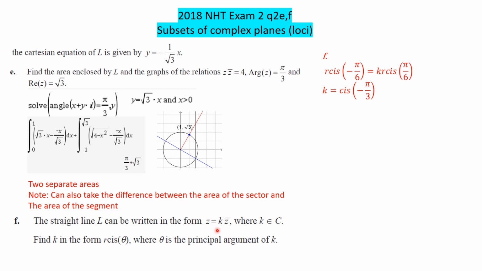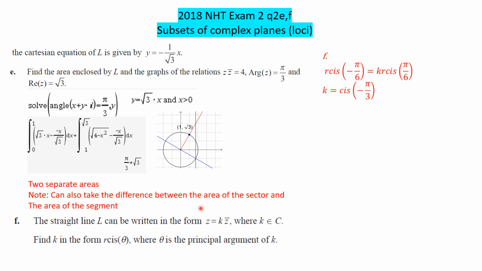Okay, the last part. From the look of it, it looks like it's a difficult problem, but it's not. You've got z equal to k times z bar, and we want to find k in the polar form. Okay. So in this case here, your angle from the previous parts is negative pi over 6.